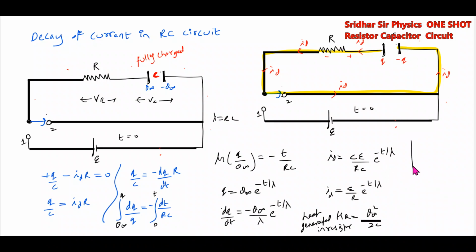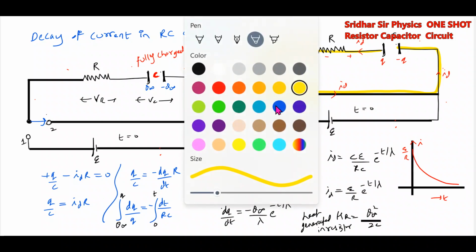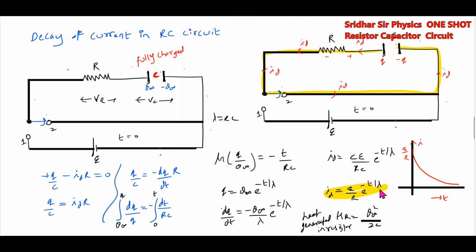How the graph will be, roughly you can have the idea here. The current will decrease and finally become 0. So this will be E by R, this will be t. This is the discharging current. You have come across this formula again. You have to remember this formula, very very important. And this is the heat generated. This is the time constant formula.